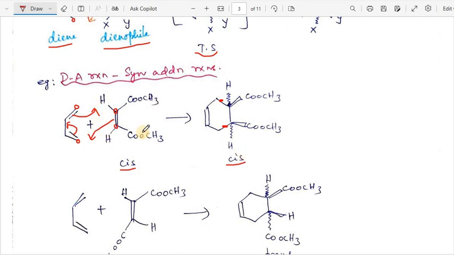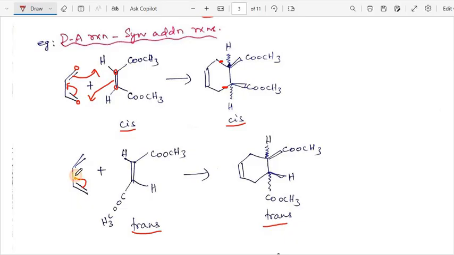Syn addition will take place, and here also syn addition. The bond goes inside, this will go here between this carbon and this carbon, this bond will come here, that is between this carbon and this carbon. So we will get a new pi bond here. See, this is a new pi bond formed. This is a cyclic adduct, that is, since the dienophile is trans, syn addition will occur and the trans adduct will be formed here. This pi bond will go, this pi bond will come here and form a new pi bond here.